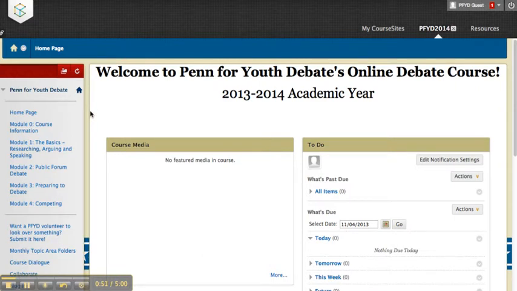Now, as you'll see on the left tab, the course is set up into distinct modules. There's 5 of them to be exact. One about course information, one about the basics, which includes researching, arguing, and speaking, one about public forum debate, which is the type of debate that Penn for Youth Debate brings to Philly schools. There's one on preparing to debate, and then there's one on competing.